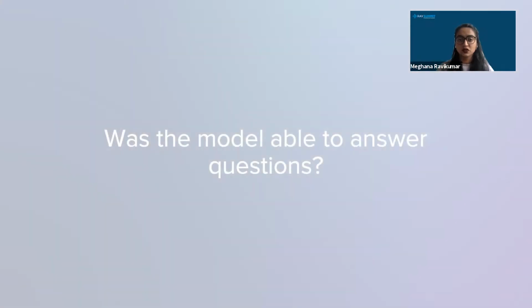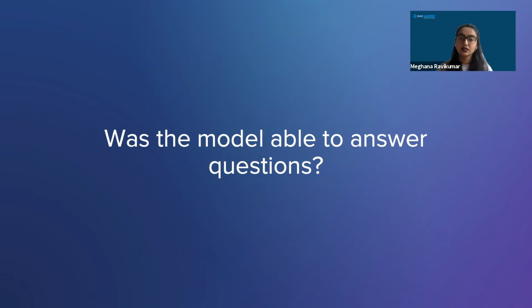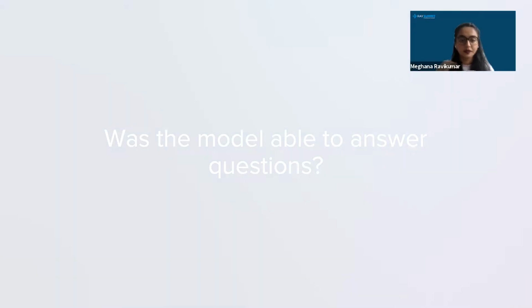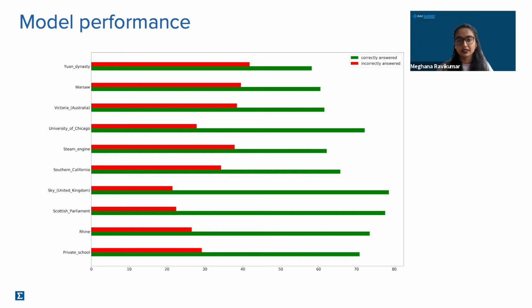Was the model able to answer questions? So let's take a look at our best performing model. Our best performing model is at around a 70% accuracy. As we see in this graph, depending on the category, the model performs better or worse, with topics such as the Yuan dynasty, Warsaw, and steam engine being more challenging than others.